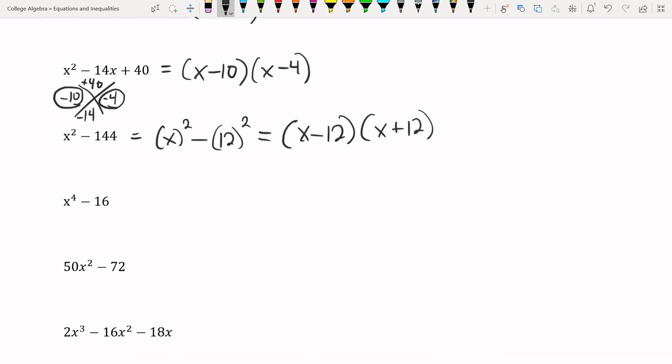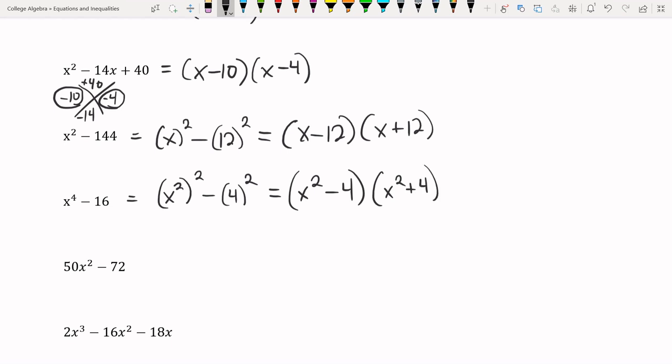X to the 4th minus 16. This is actually, again, a difference of 2 squares. X squared squared and 4 squared. We take the first minus the second times the first plus the second. Now, these are not linear terms. We have x squared in both of them. So we need to continue and ask, can I factor these down further?